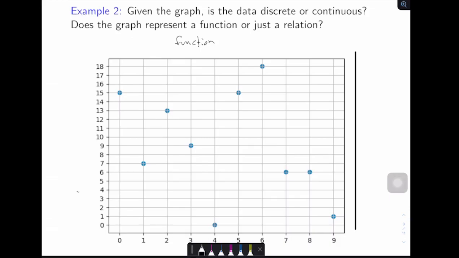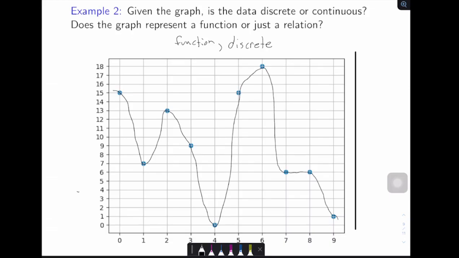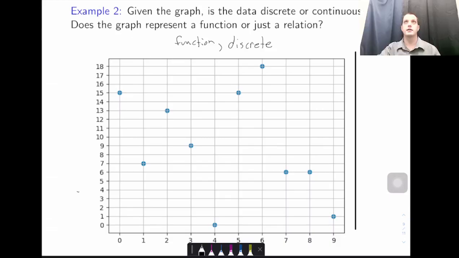So the next question is, is it discrete or continuous? Well, we have a whole bunch of unique dots all over the place, so this would end up being discrete. If somehow these dots were connected with a line instead, then we could say that this is continuous, but since there's no line, it's just a whole bunch of dots, that's why it is discrete. All right, let's put my face back on.